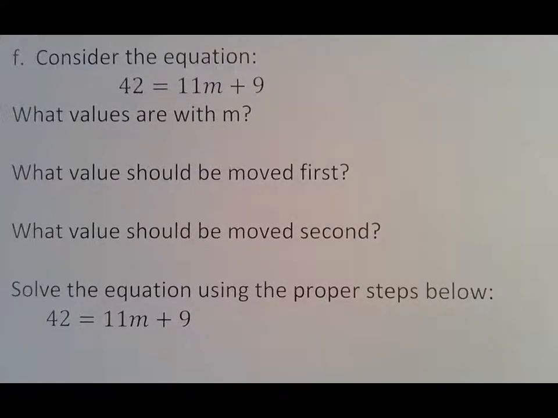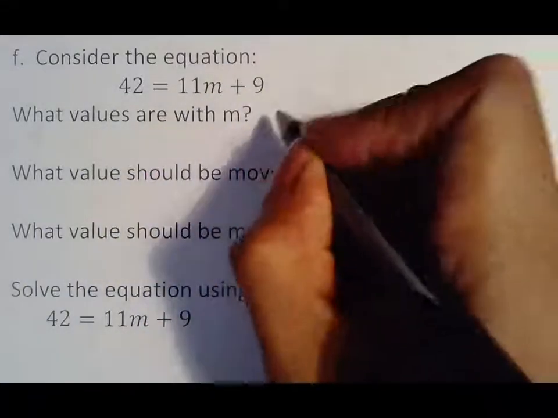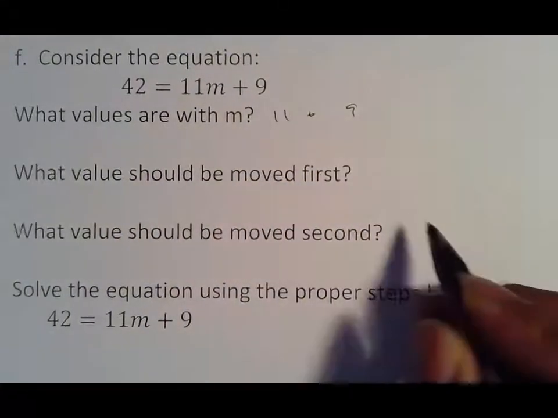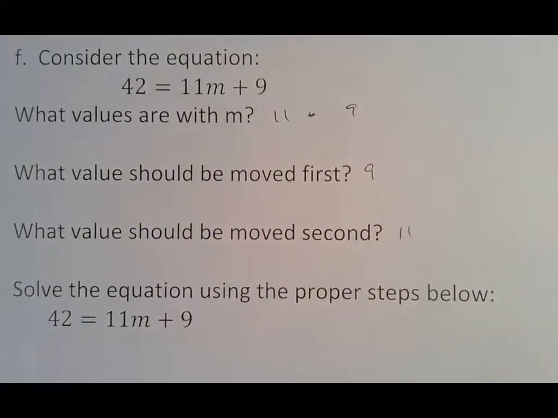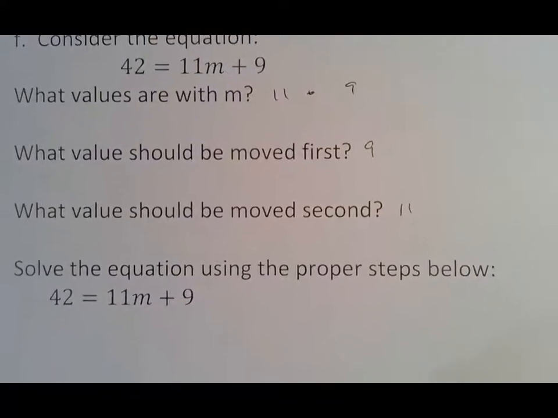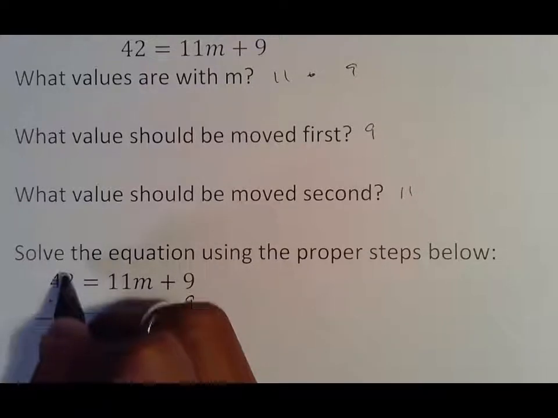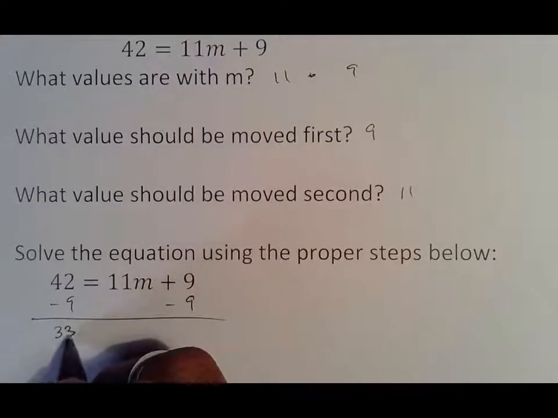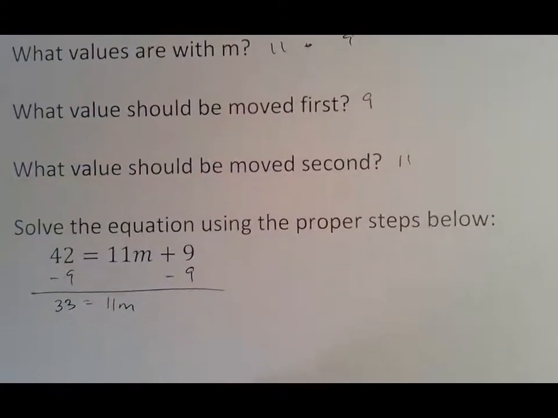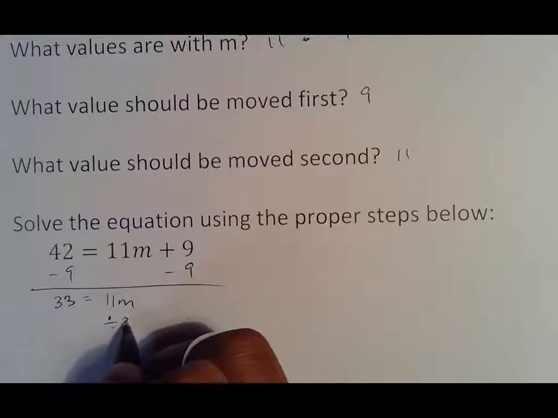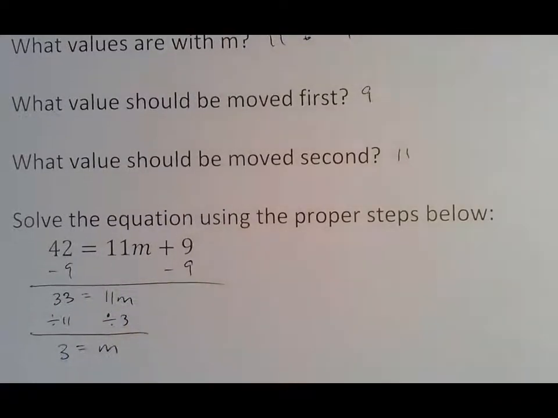And the last one before we discuss what the end of the part is, what values are with M are 11 and 9. What value should be moved first is the added or subtracted value. What value should move second is the number that is connected. So solve. How do I move a plus 9? Well, with a minus 9. This gives me 33 equals 11M. I don't think we need a math trick for this one. How many times does 11 go into 33? Would be 3 times equals M.